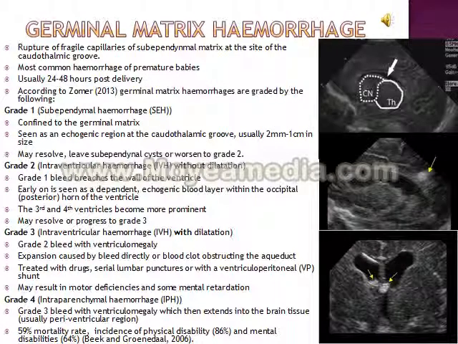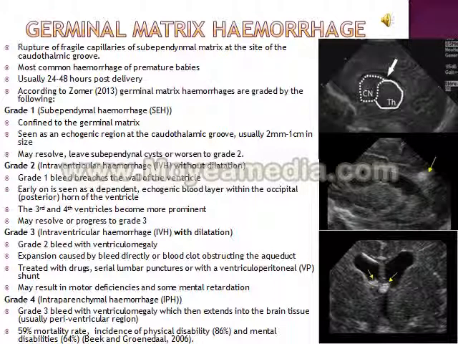The germinal matrix hemorrhage is the most common type of bleed within the brain of premature babies, usually occurring 24 to 28 hours post-delivery. It is caused by a rupture of the fragile capillaries of the subependymal matrix at the site of the caudothalamic groove. A grade 1 subependymal hemorrhage is confined to the germinal matrix. It is seen on ultrasound as an echogenic region at the caudothalamic groove, usually 2 mm to 1 cm in size.